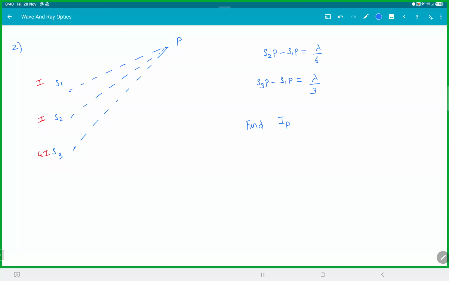So this will give you a phase difference phi, 2 pi by lambda times lambda by 6.